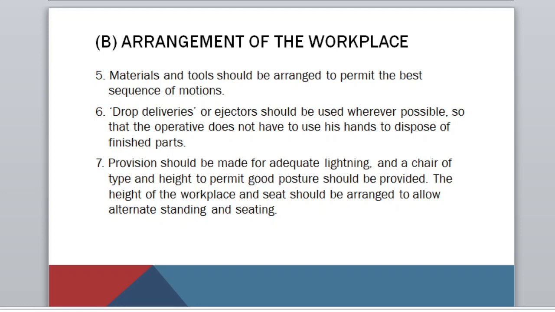Okay? Number 7. Provision should be made for adequate lighting and a chair of type and height to permit good posture should be provided. The height of the workplace and seat should be arranged to allow alternate standing and sitting. So the company should give the right proper lighting.